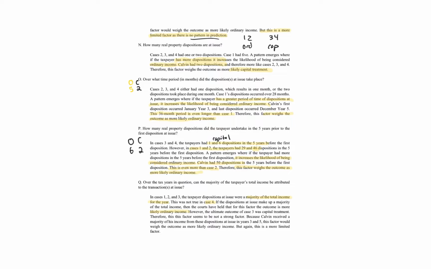Now, case 3 resulted in capital. Case 4, if I said ordinary, I meant capital earlier, sorry. Case 3 and 4 were capital, my apologies. And case 3 ended up saying yes to this question: the majority of the total income was from the dispositions at issue. Case 4 said no. So that shows that there's not really a pattern.